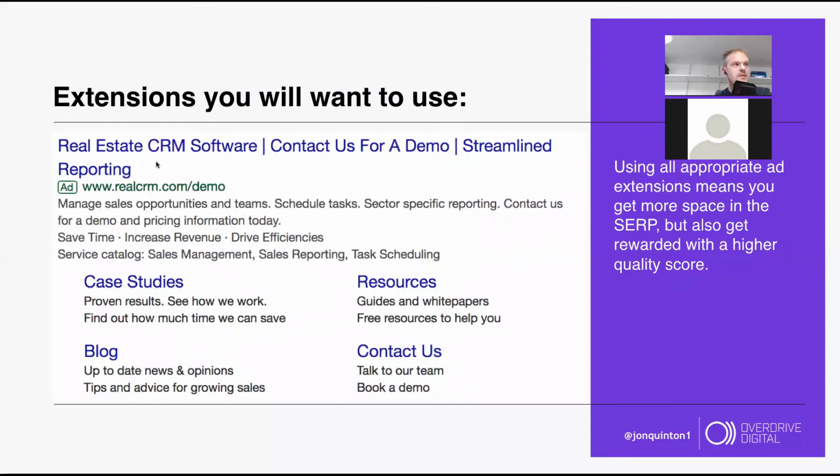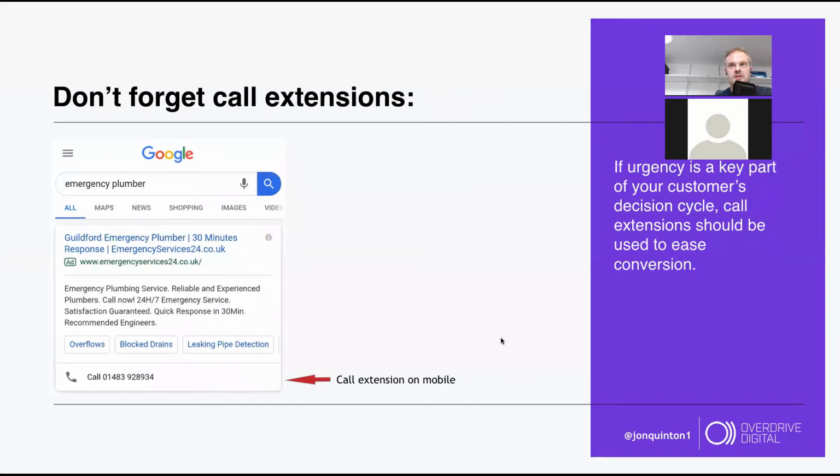So we've got the ad, then we've got the call outs, then we've got the structured snippets, and then we've got our site links. So we've got our ad copy, but we're adding further benefits, further features, we're listing out other resources and places people can go. And then call extensions on mobile, really important. If the need state at which someone gets in touch has any degree of urgency, call extensions are going to be really key.